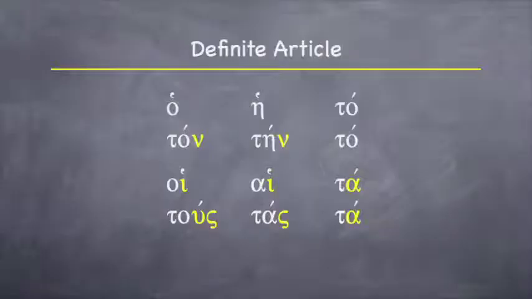Now, a couple of hints on the article. Notice that the article always starts with a rough breathing mark or a tau. Okay, that's one clue that will help you with this form. Another thing is that, and this is kind of cool, the Greek article doesn't give a rip what declension the noun is that it's modifying. In other words, if it's going to modify a word, it doesn't care whether it's first, second, or third declension. It only cares about its gender.